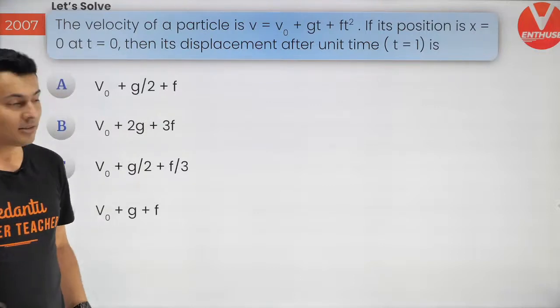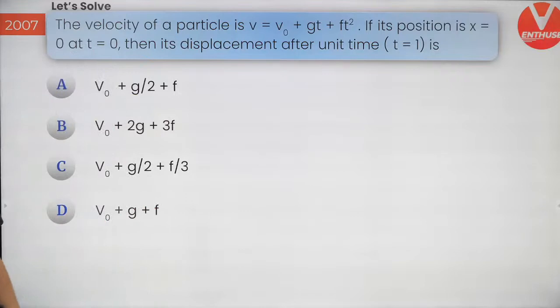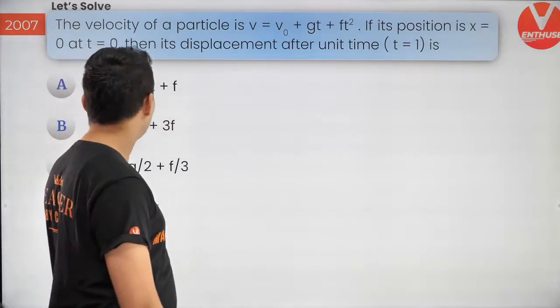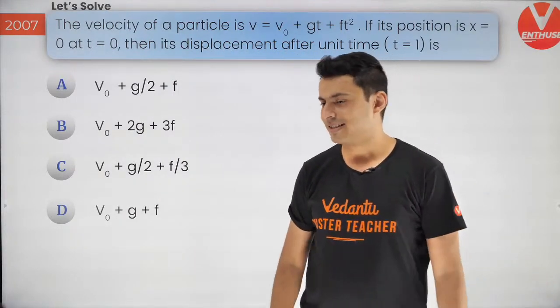Come on. Ankit says A, okay. I don't know. Crystal clear, very good, Princy. NVD says C. Oh my God. Uri says A. I don't know.